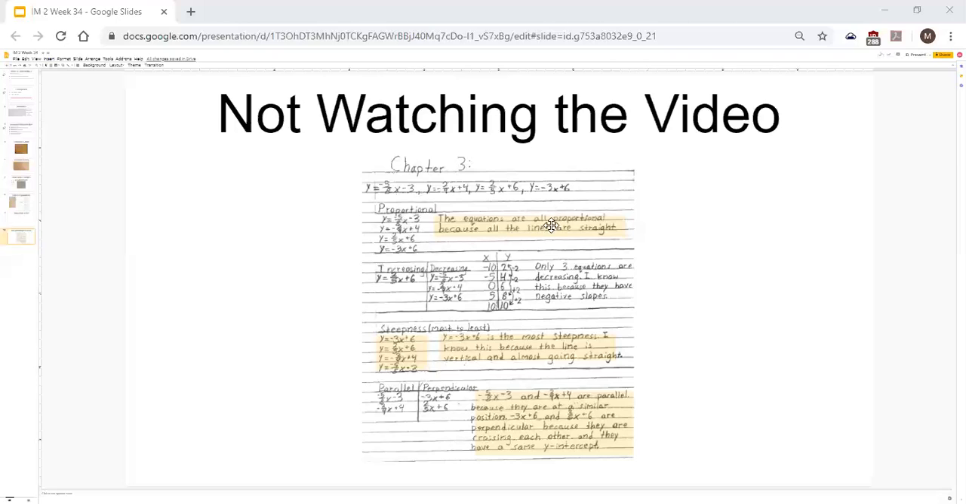So if you watch the video, I explain what proportional means, what non-proportional means, how you can organize your equations by steepness, how you can determine when something is parallel or not, and how you can determine when equations are perpendicular. And this student, it's not clear that the student watched the video because of the vague responses. And also there's a lack of the word of the week. So they might have just done this on their own without watching the video. So please make sure you're watching the video.